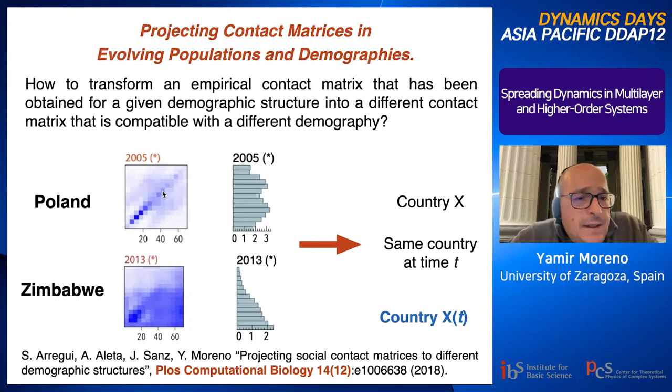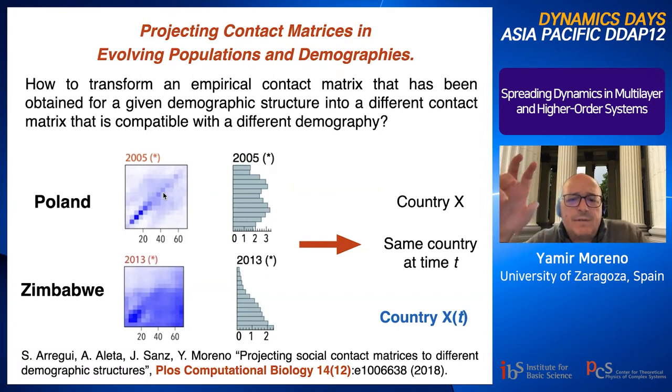So either you measure all this in all countries, or you have to develop some methods that allow you to infer this from population data. This is what we did in this paper, and I leave the reference there if you want to check. Essentially, we try to answer the question of how to transform an empirical contact matrix that has been obtained for a given demographic structure, Poland, Zimbabwe, or whatever, into a different contact matrix that is compatible with a different demography.